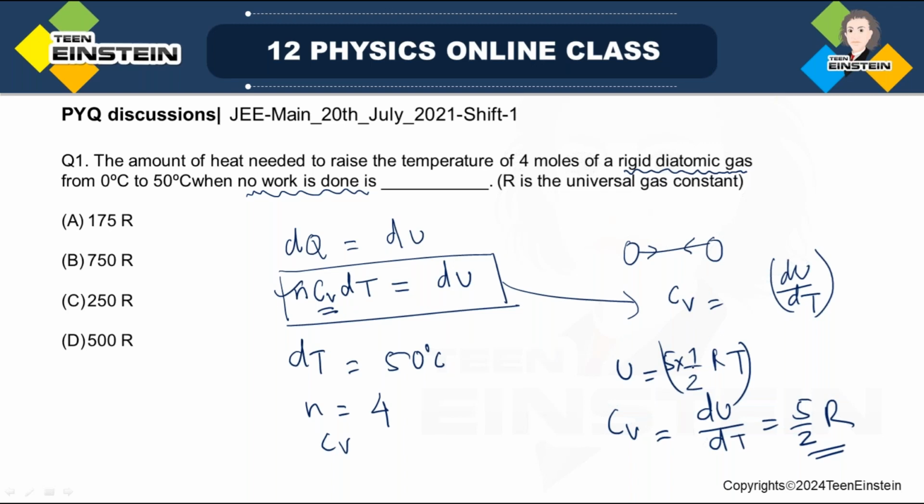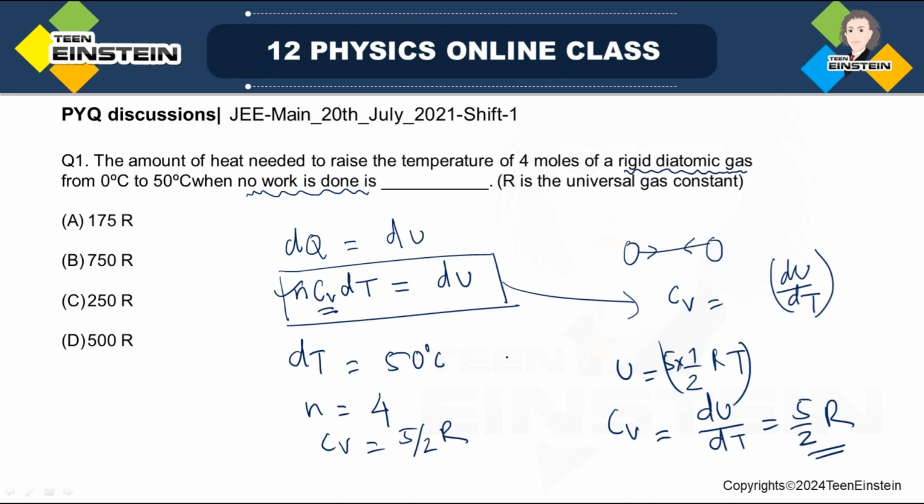So du, how do you find out? Du or u, how do you find out? Internal energy. We know that internal energy can be found out from the degrees of freedom. If I know the degrees of freedom of the gas, or a particular molecule, then for 1 mole of such gas we will get f into half RT. So f is here 5, so I get 5 by 2 RT, and CV means du by dt, so I get 5 by 2 R.